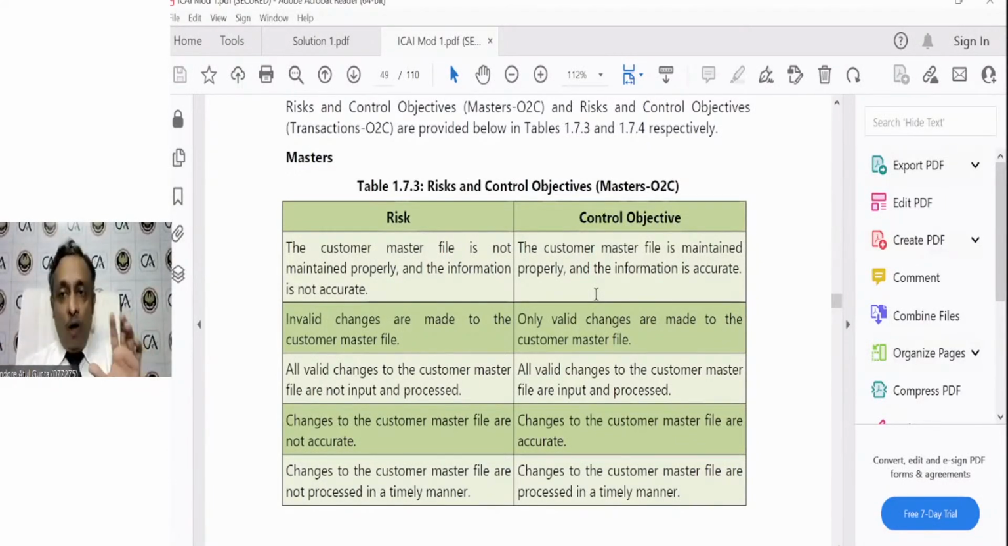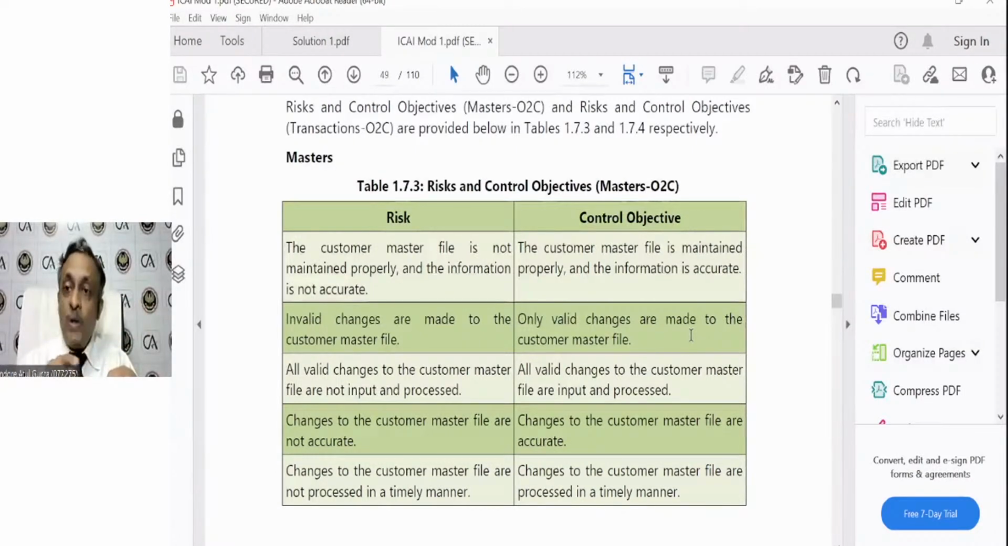Now, master. Again, critical. We'll try to discuss this in detail because O2C and P2P come up in multiple locations in the whole module, the whole paper that we are talking about. The customer master file is not maintained properly and information is not accurate. Now, please understand, the same issue was with the vendor. Here it is coming with the customer also.